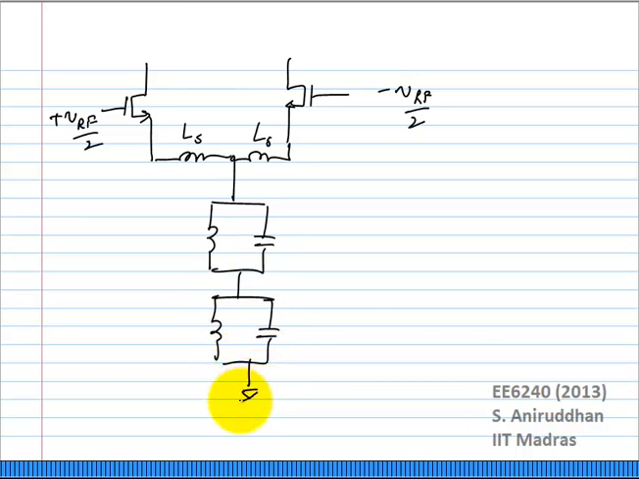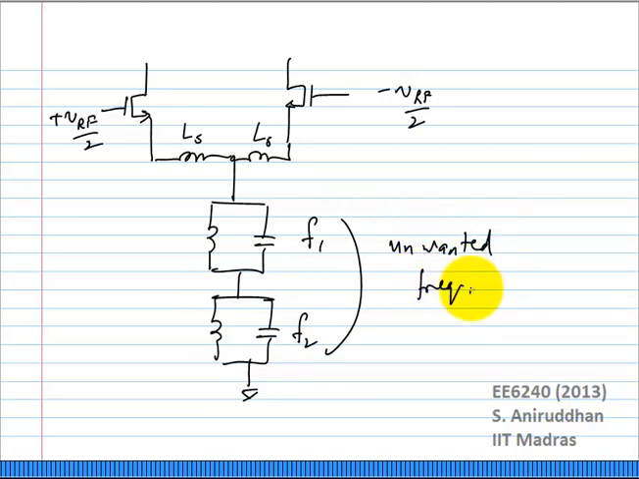For example, you can add two of these. There is no DC headroom because of the inductor, but you can tune these to F1 and F2, where these two are unwanted frequencies. Okay? In other words, at these two unwanted frequencies, there will be no RF current flowing through these because this will look like a high impedance.